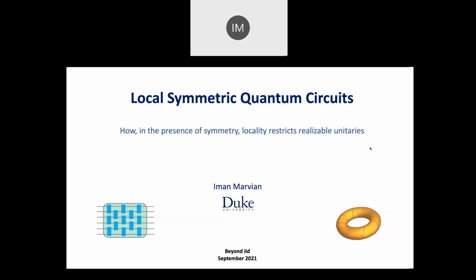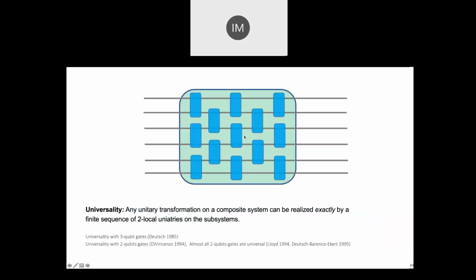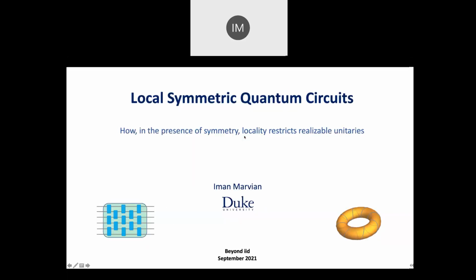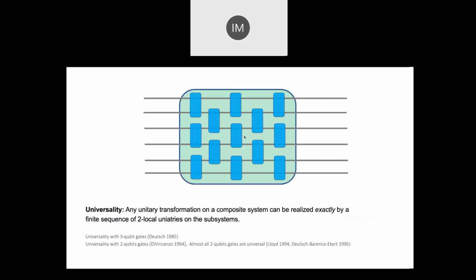So in this talk, I present some recent results on local symmetric quantum circuits. This is an ongoing project in my group. We study quantum circuits where local gates have certain symmetry. For example, they are invariant under rotations around Z. And we study various properties of this type of quantum circuits. So in particular, in this talk, I'm going to focus on the question of universality.